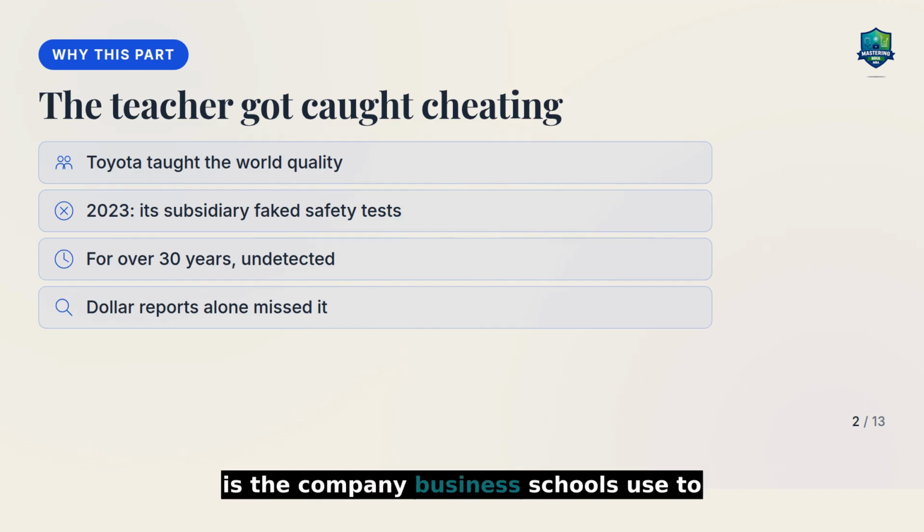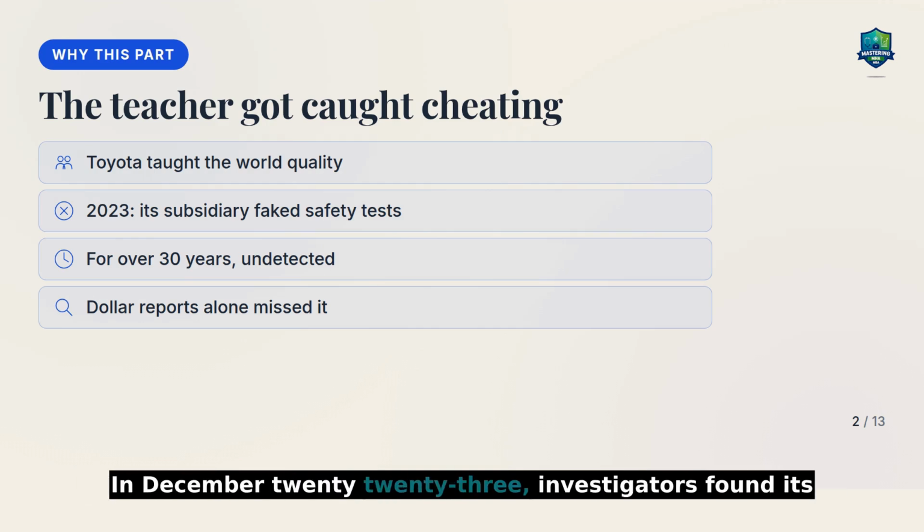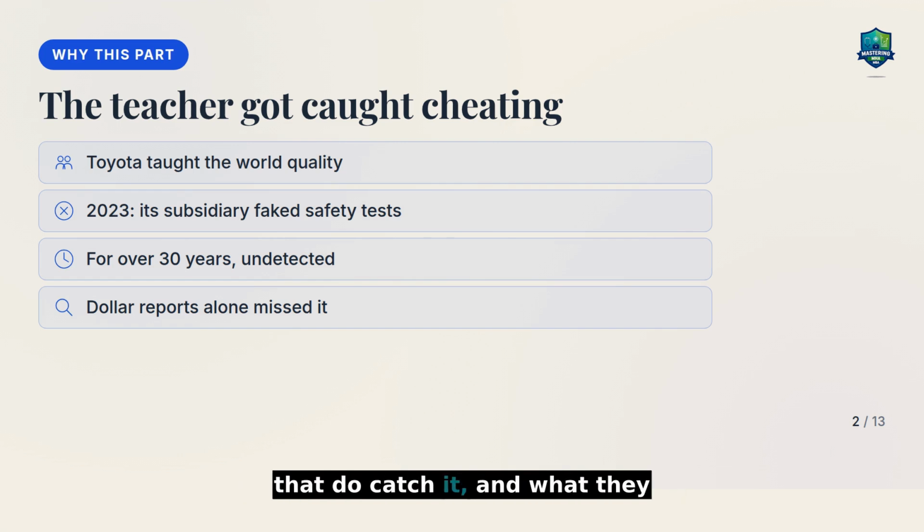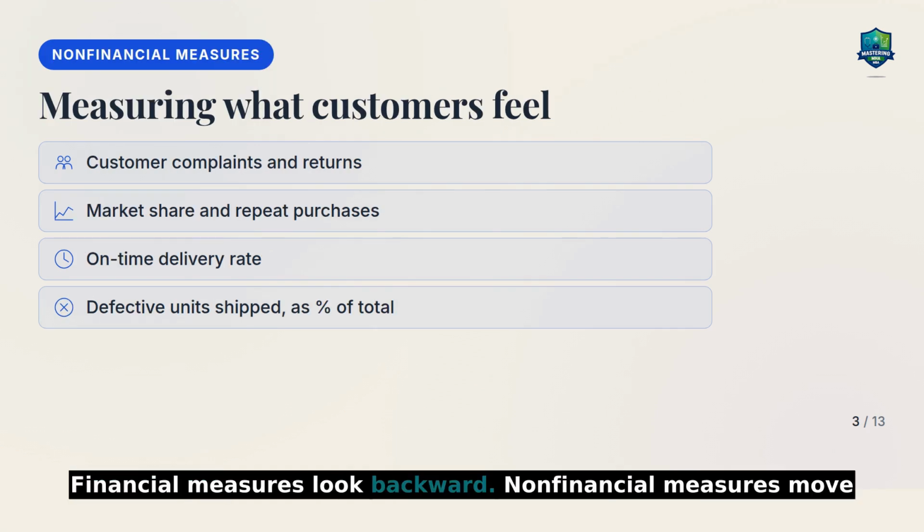Toyota is the company business schools use to teach quality. In December 2023, investigators found its subsidiary Daihatsu had been faking safety tests for over 30 years. No cost of quality report caught it, because the rot was cultural, not financial. By the end of this part, you will know the measures that do catch it and what they cost when nobody looks. Financial measures look backward.